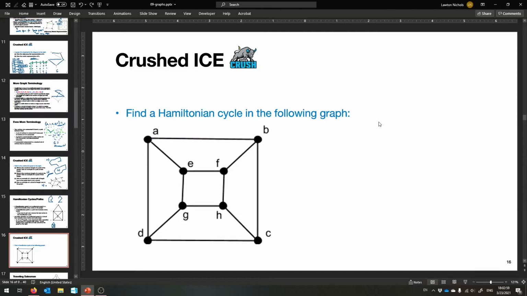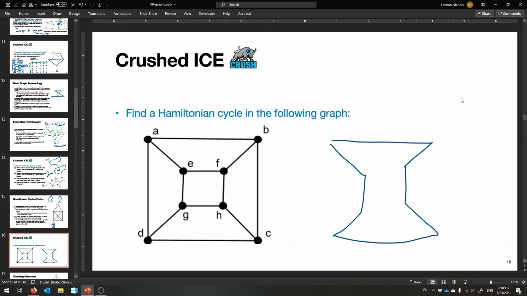So let's go like this, like that, like that, like that. This might get us into trouble. I'm not sure. That, and yeah, we can come back here. Cool. So that is one example of a Hamiltonian cycle. Obviously, there are many more, but that is one. So hopefully this is all not too bad. It's just weird terminology, I know.